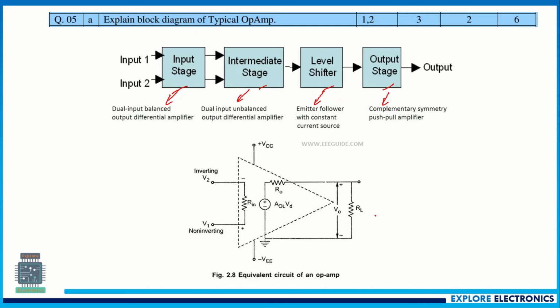And if they ask to write the internal circuit of the op-amp, you can write this. Otherwise there is no need to write this, only an explanation for this is sufficient.